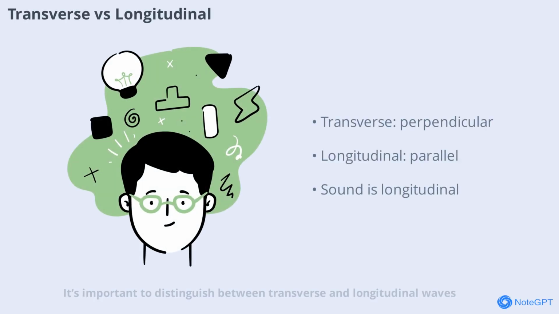It's important to distinguish between transverse and longitudinal waves. While sound travels as a longitudinal wave, light and water waves are transverse. In transverse waves, the motion of particles is at right angles to the direction of the wave, like ripples on a pond. In contrast, sound waves push and pull particles in the same direction as the wave travels. This difference affects how energy is transferred and how we experience different types of wave.